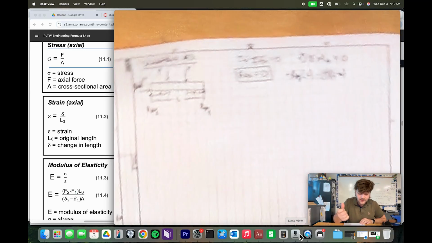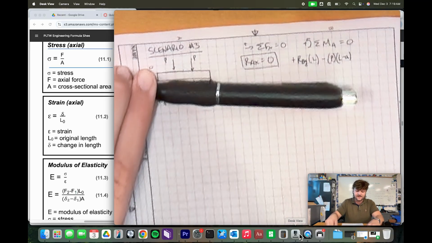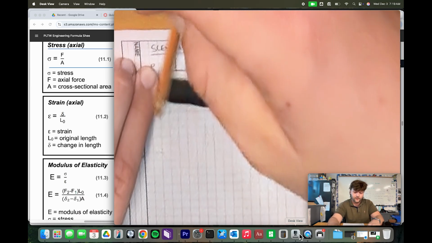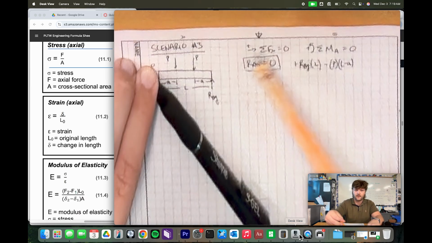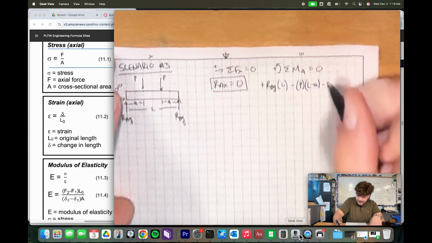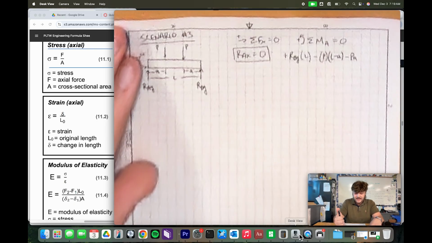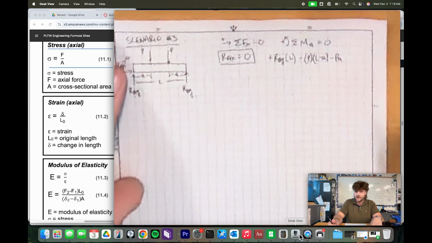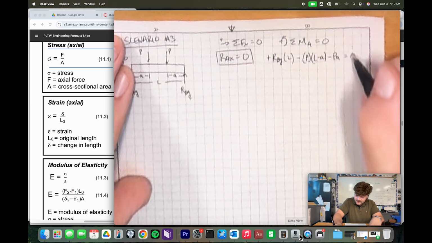And then what I also need to take into consideration is this force P as well. Now this force is also going to cause clockwise rotation on this beam, right? So we can do minus, and then we just have P times A there, right? Now, those are all the forces that are going to be causing a moment. So we can set this equal to 0 here.